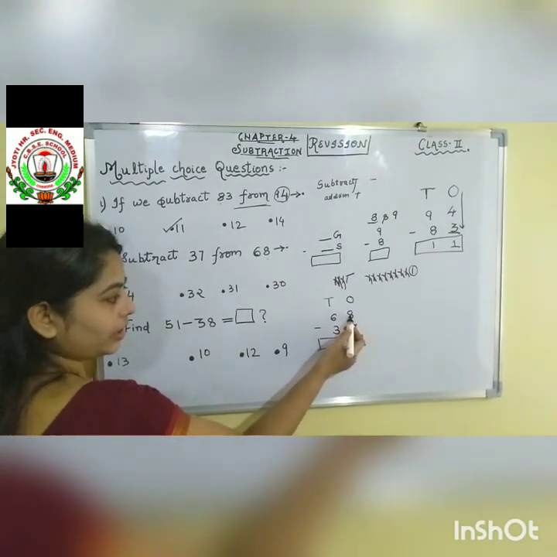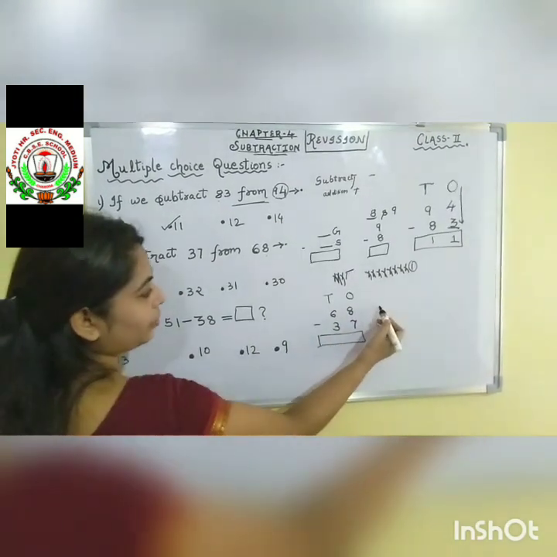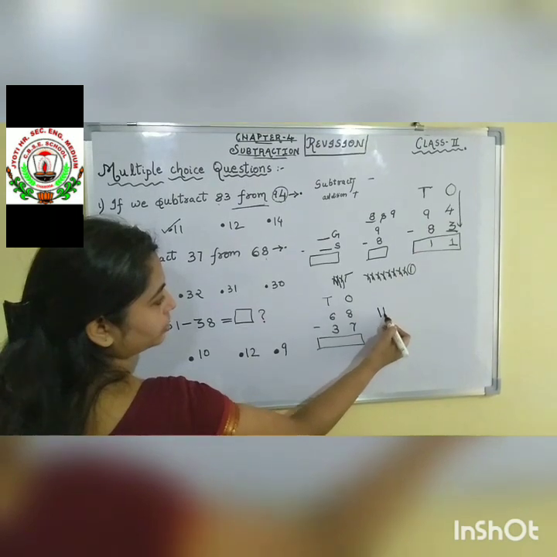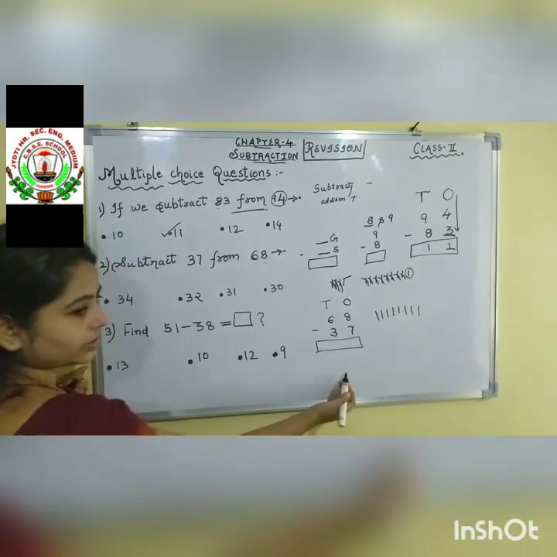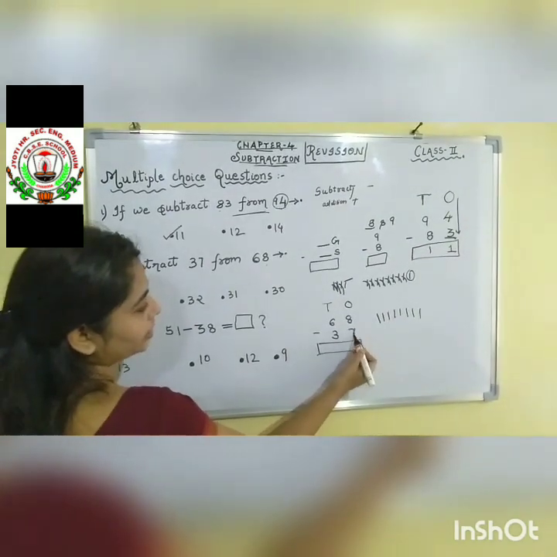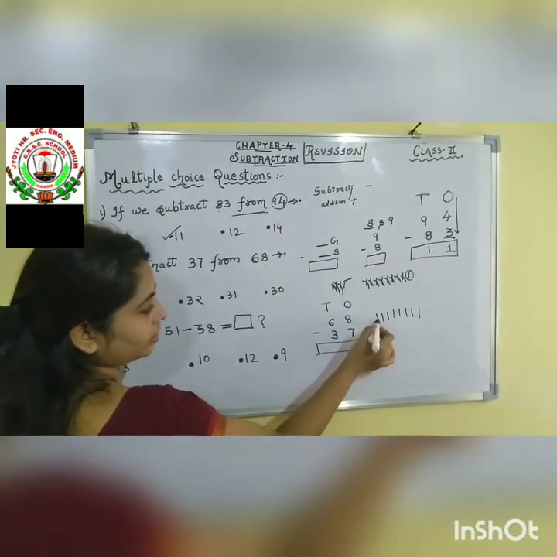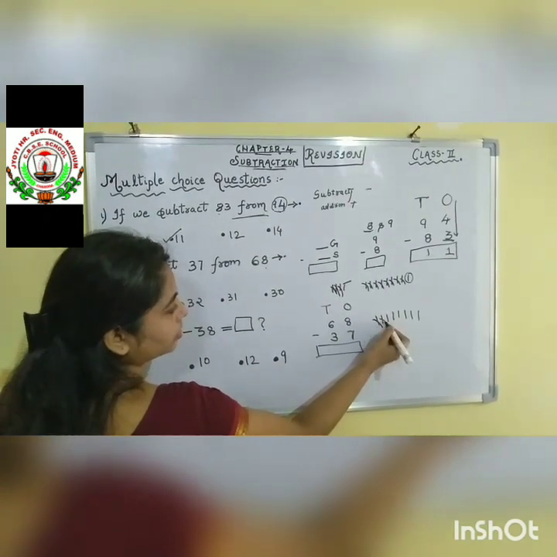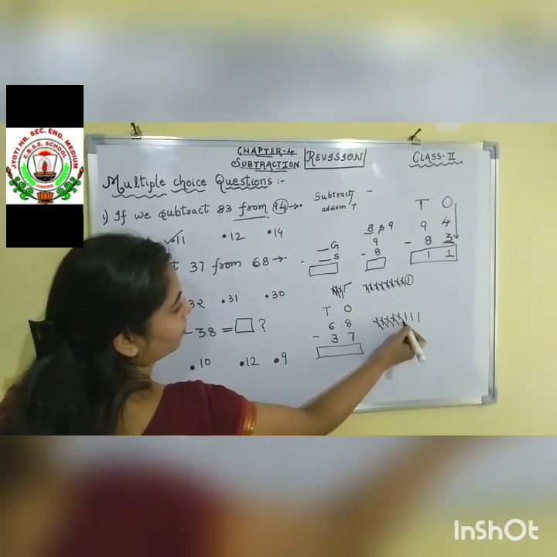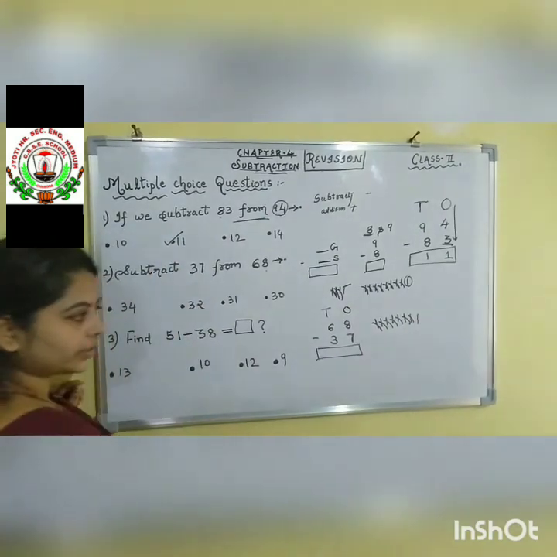So you have to deduct 8 and 7. Place 8 sticks. 1, 2, 3, 4, 5, 6, 7, 8. Like this. Okay. Then we are having 7. That means you have to deduct 7 sticks from the 8. Let us do 1, 2, 3, 4, 5, 6, 7. We have deducted 7 sticks.